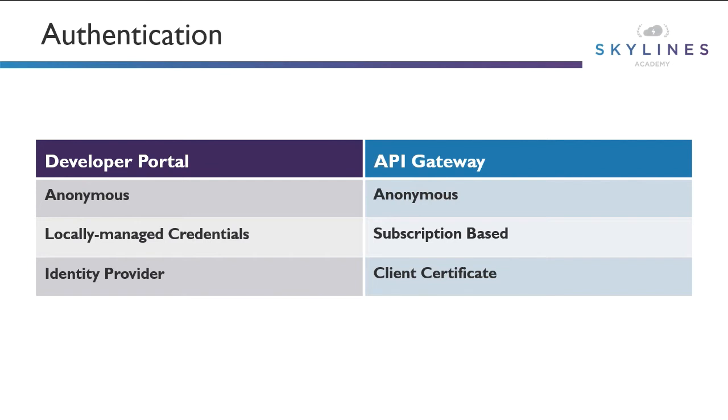The third option is to use a client certificate to authenticate. This requires some additional configuration on the backend services in addition to configuring our API management instance. Each of these has their appropriate use case. It all depends on how you want the developers and subscribers to use your API management instance.